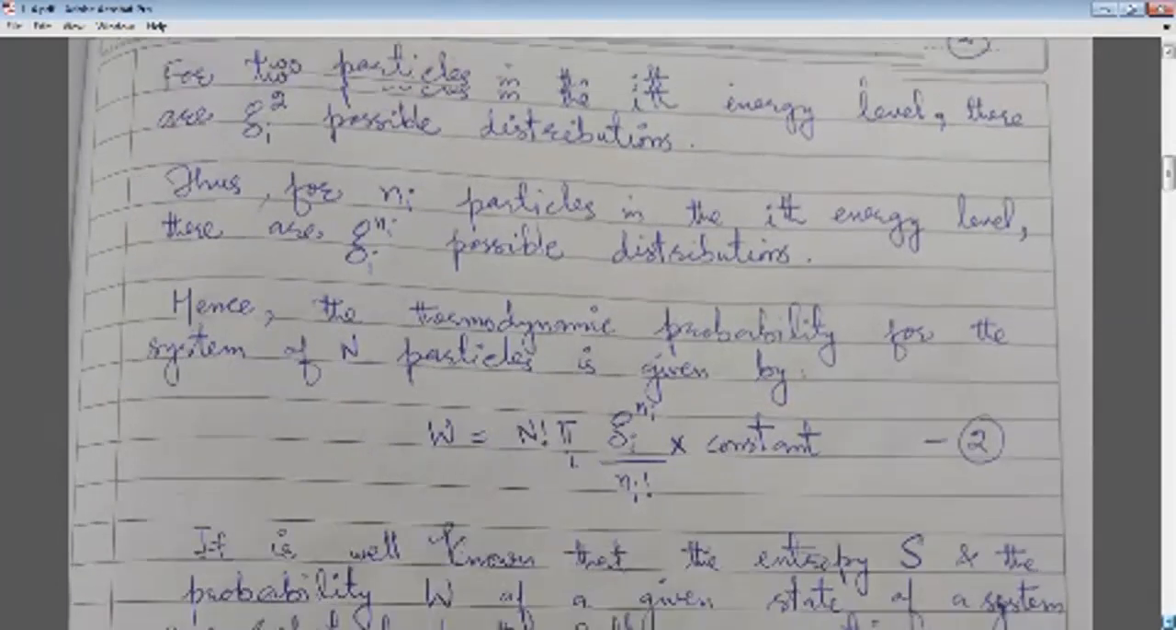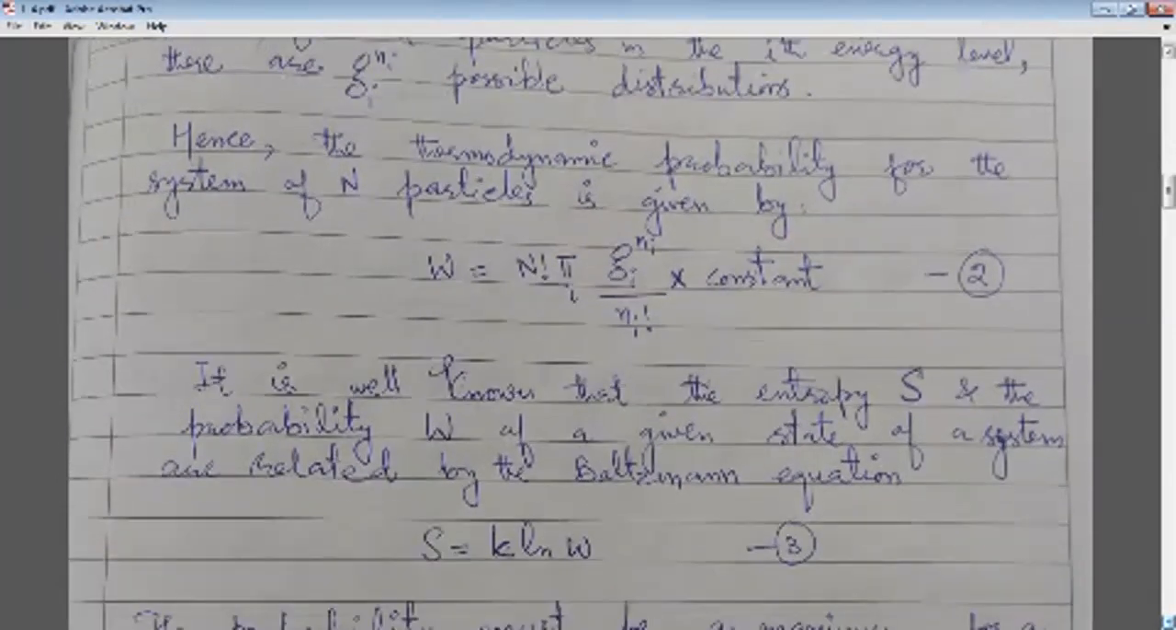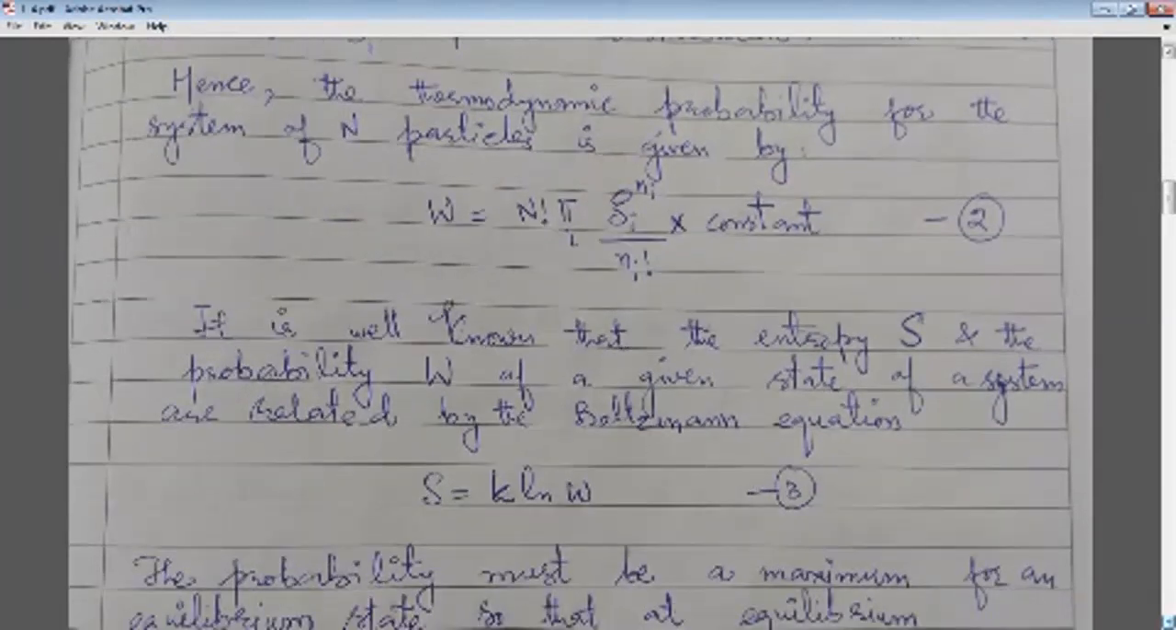But from the previous classes, or from the previous semester, you know that the entropy, represented by capital S, and the probability W of a given state of a system can be related by the Boltzmann equation, which is S is equal to k ln W. This is the simple, well-known Boltzmann equation in statistics.